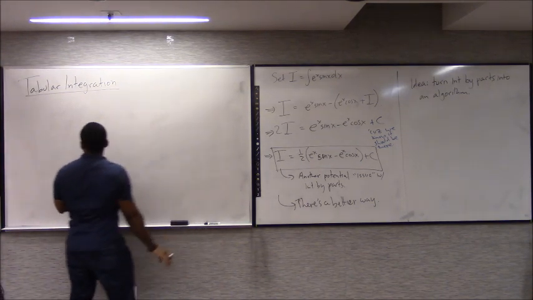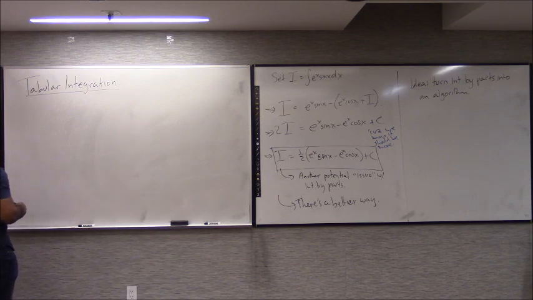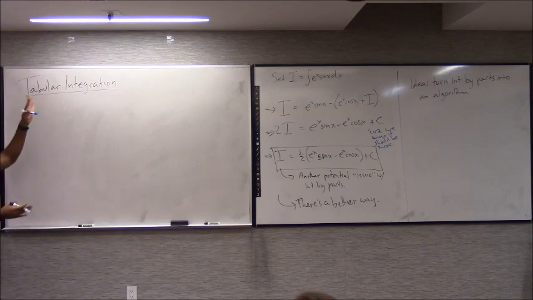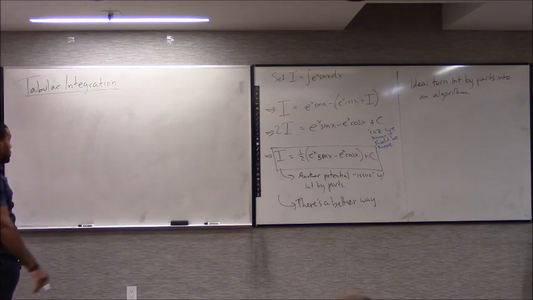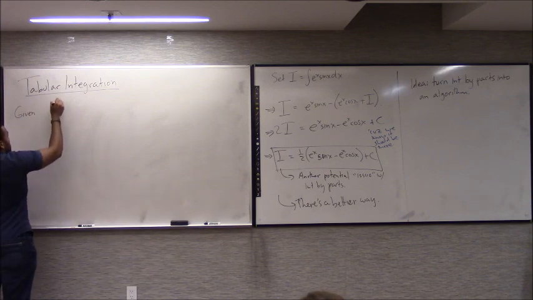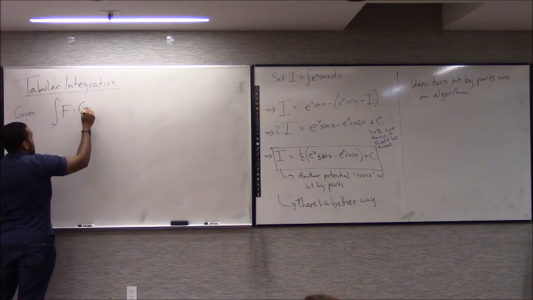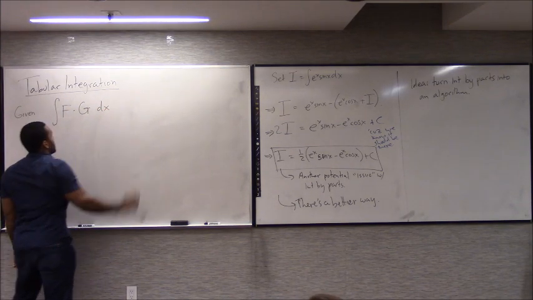It's not really a nice way to describe it, but I'm going to describe it as best as I can in a nice way, and then we'll do a few examples and it's going to be easier. It's called tabular because you're going to actually set up a table to do everything. So given, let's say you have the integral and you have two functions multiplying each other, f and g dx.